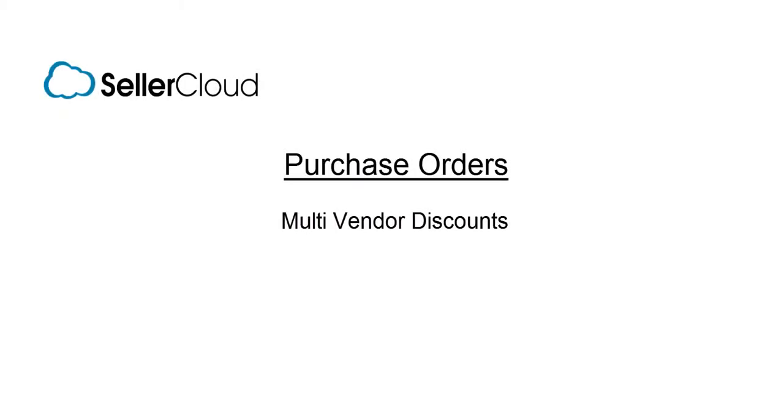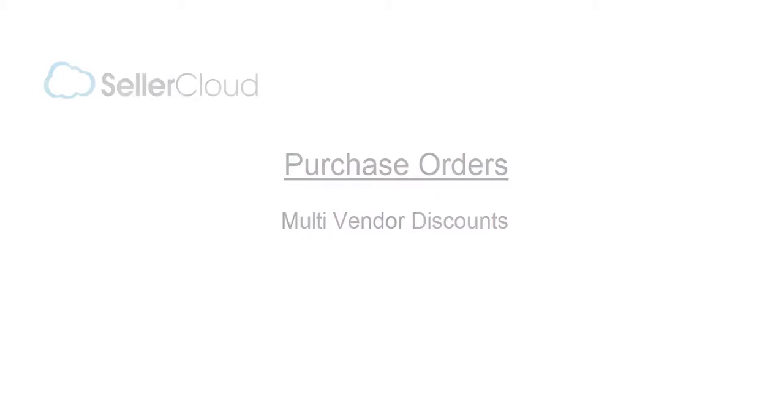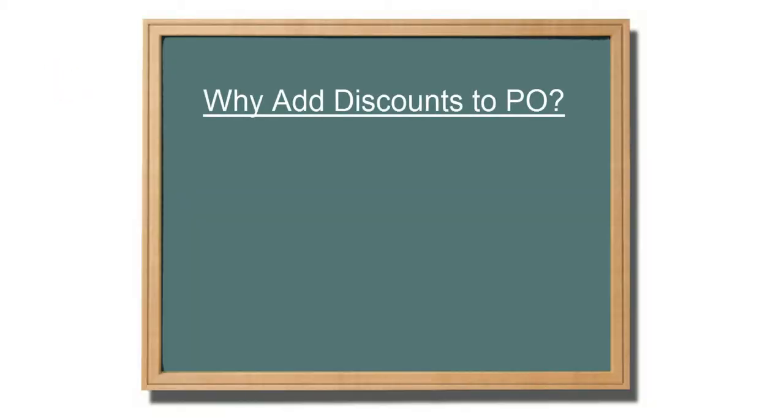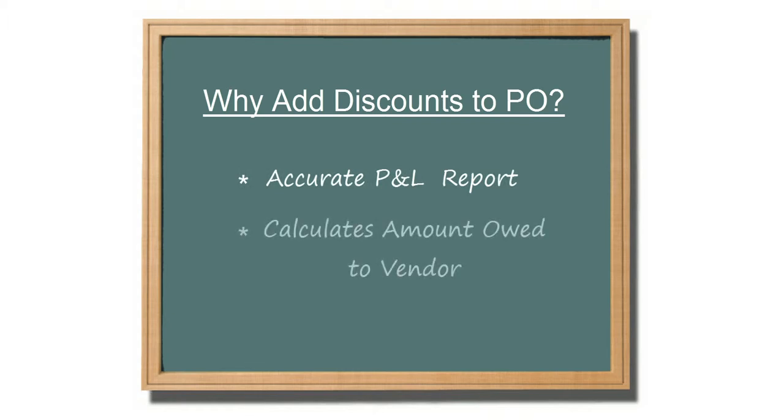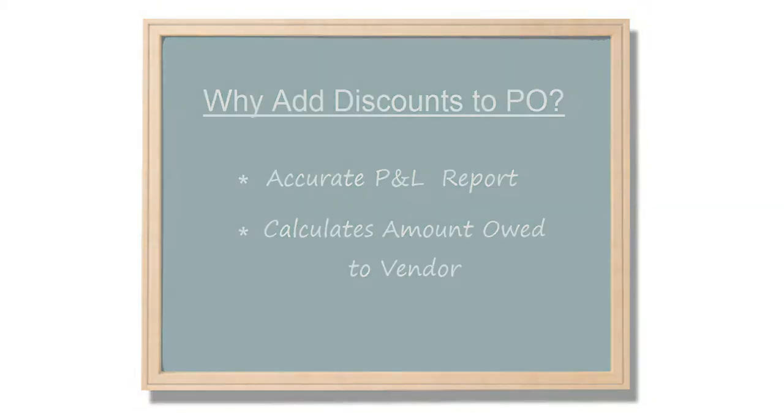In this tutorial, we'll demonstrate how to add multiple vendor discounts to a purchase order. By adding the discounts to the purchase order, the actual costs of the products are tracked, resulting in an accurate profit and loss report. Also, the precise amount owed to the vendor can be calculated based on the purchase order.